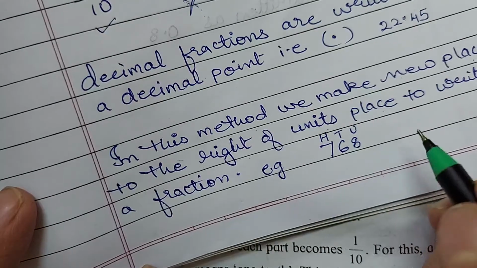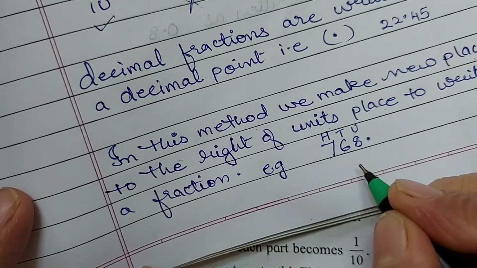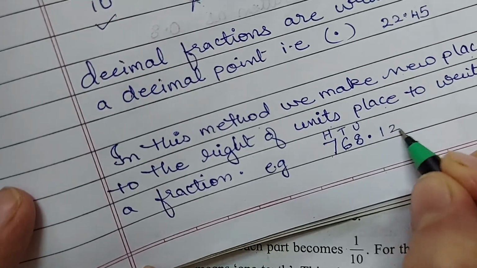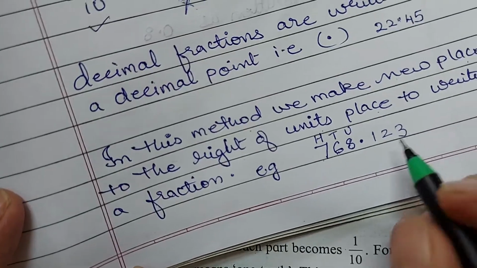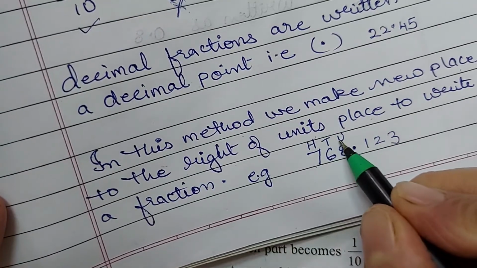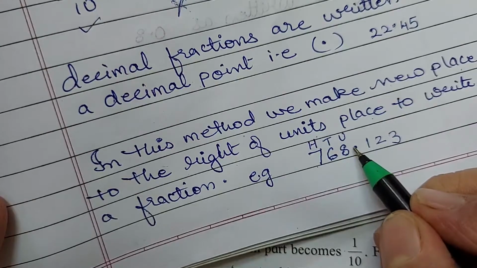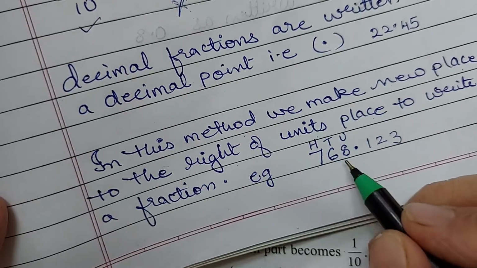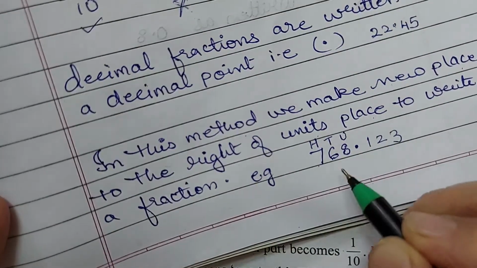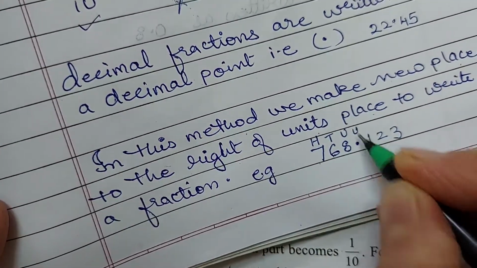Understood? This side. While writing that, we will put a decimal point here and then we will write the numbers. For example, 1, 2, 3. Now how do we place? What is the place value of these numbers 1, 2 and 3? Here this is unit, so the decimal point is in the units place. Understood, children? When we write the numbers on the right hand side of a number, it becomes the unit. This is the decimal point in the units place.